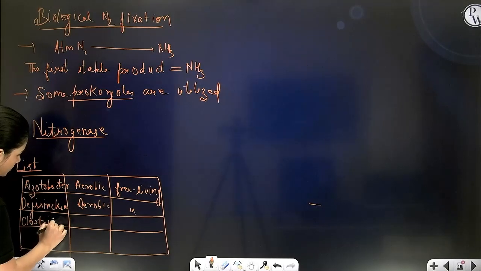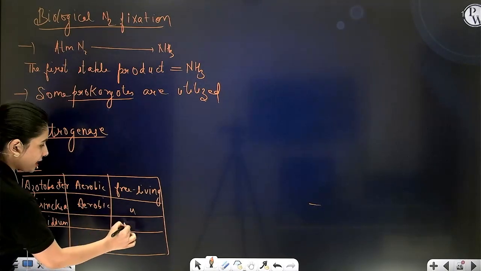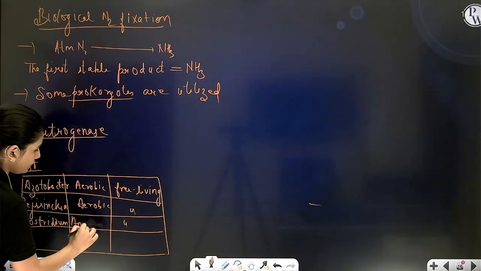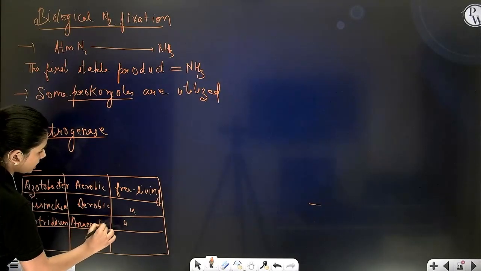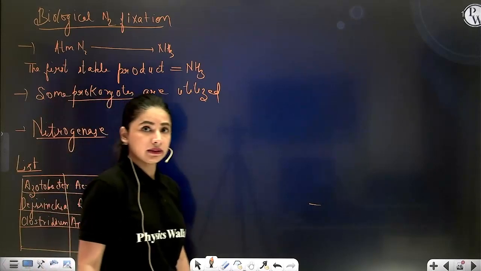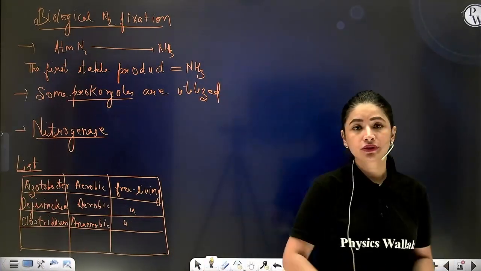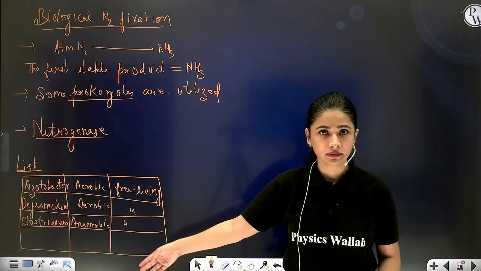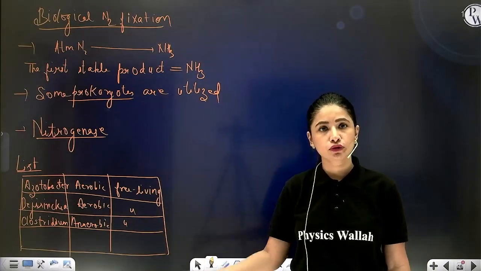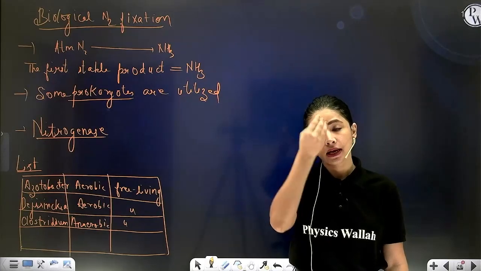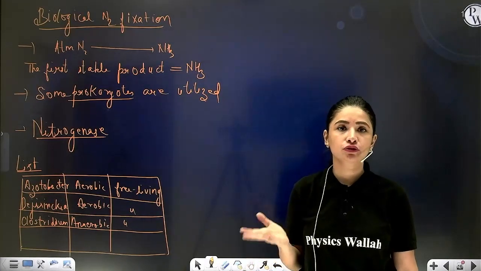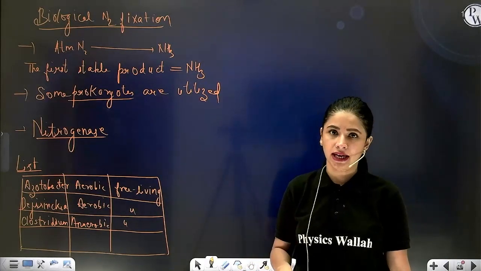Clostridium. It is also a free living nitrogen fixer, but itself it is an anaerobic bacteria. It respires in the absence of oxygen. So these three along with Rhodospirillum, Clostridium and Rhodospirillum. Rhodospirillum is also an anaerobic nitrogen fixer which fixes nitrogen usually in free living state.